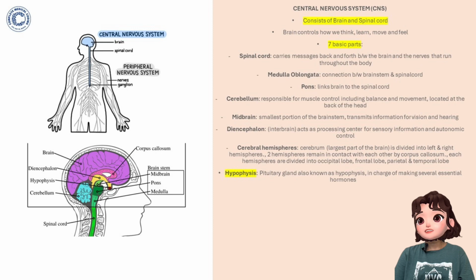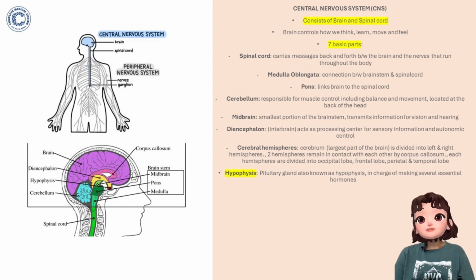Then cerebral hemispheres. The cerebrum is the largest part of the brain. The cerebrum is divided into two hemispheres, left and right, and both hemispheres remain in contact with each other by the corpus callosum. Each hemisphere is divided into 4 lobes: occipital lobe, frontal lobe, parietal lobe and temporal lobe.